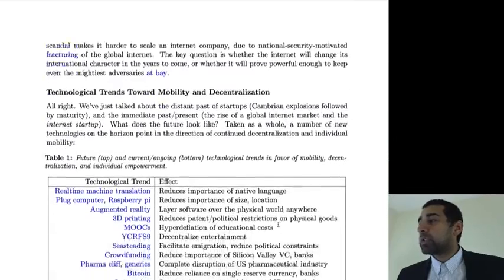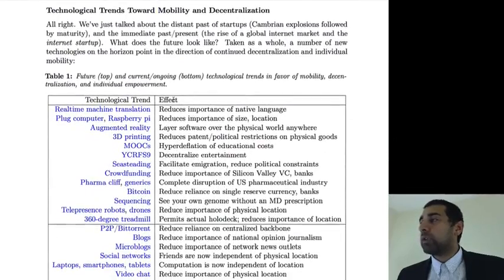What we'll do next is we're going to talk about the future of internet startups. What are the technological trends that we're interested in for this class specifically? One of the foci is going to be the concept of mobile and decentralization. So let's talk about that next.